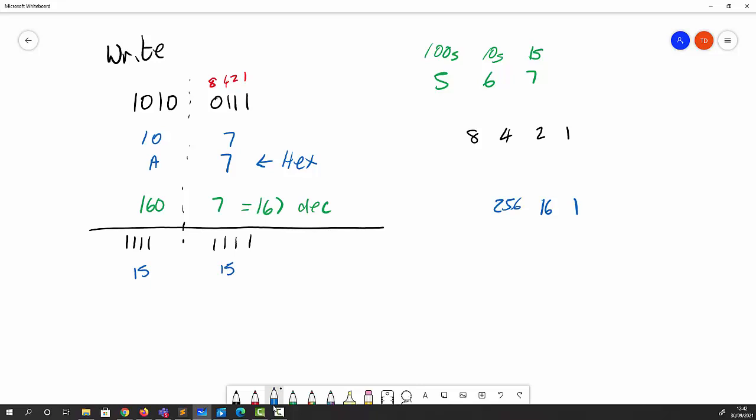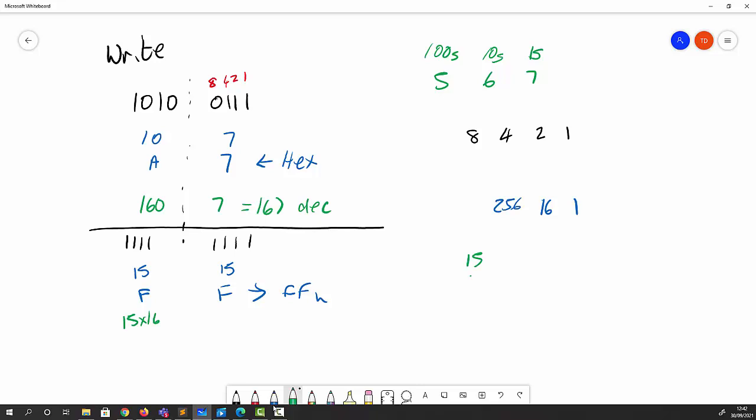Okay, so that means in hex, 15 will be an F. So the answer to this is FF in hex. Okay, so that's where that comes from. Right, so I'm using green for decimal. This is my 16s column, remember. So this is like 15 times 16.